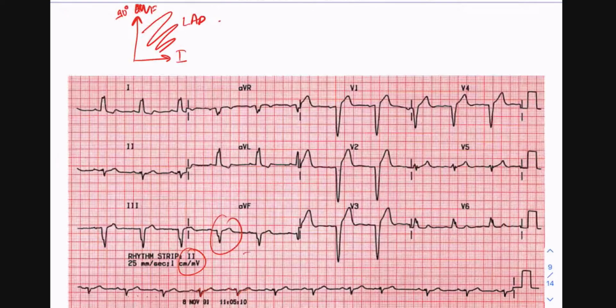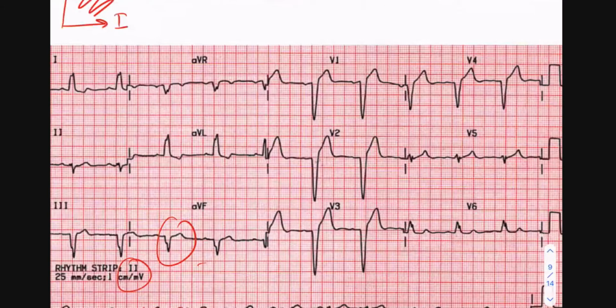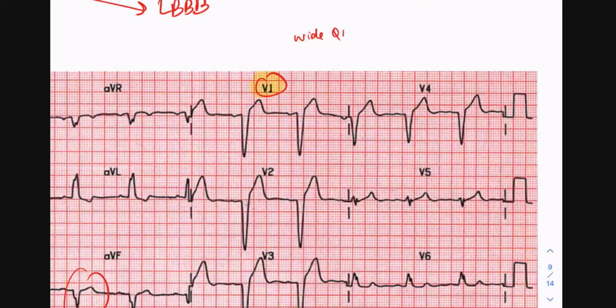Okay, there are really 2 reasons for left axis deviation, or the more common ones, I'd say: either left ventricular hypertrophy, or you have a left bundle branch block. And to look for both, I have to go to V1. So that's my next step. Once I know it's left axis, I look at my V1, and what you're seeing in this V1 is a wide QRS and an RS pattern. So there's a wide QRS, and you have this RS pattern in V1, and this is indicative of a left bundle branch block.